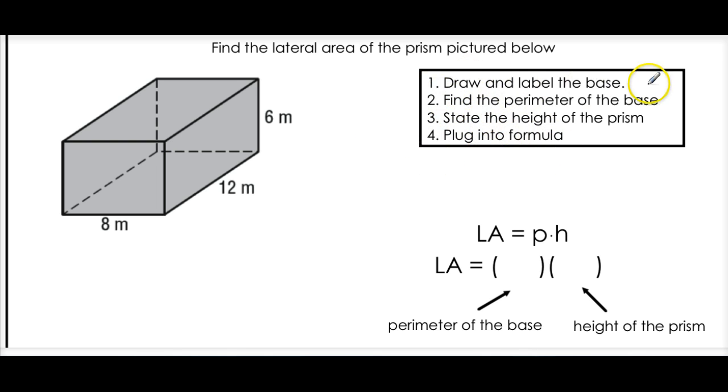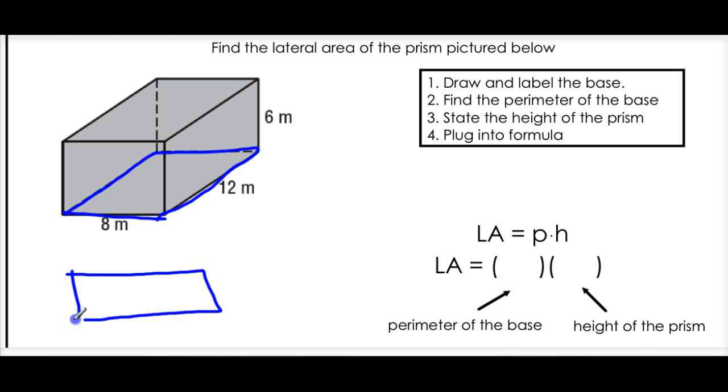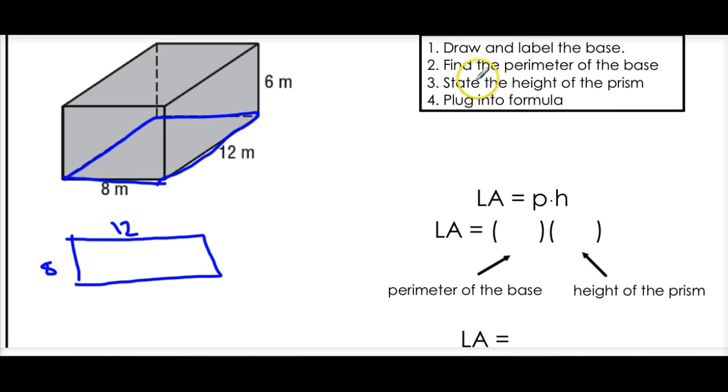Step 1, we're going to draw and label the base. So what is the base here? I got my base that looks like this. Okay, here's my base, so I'm going to draw this base. It's a rectangle. State the shape, and it has a side of 8 and a length of 12. So first step, I draw and label the base. Make sure you draw and label it so you know what shape it is.